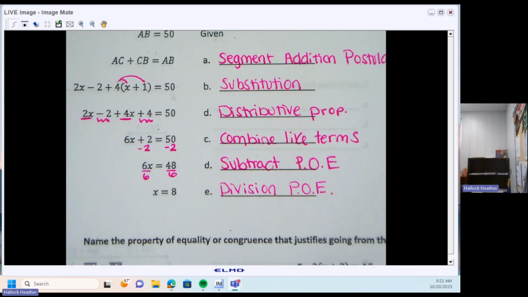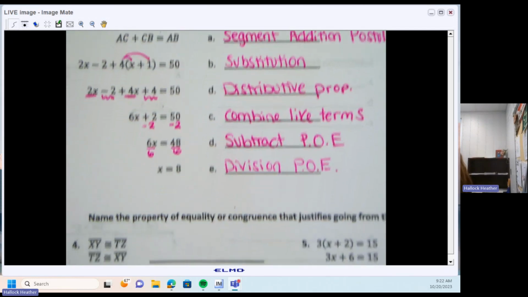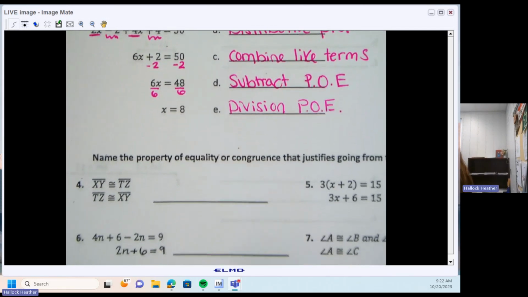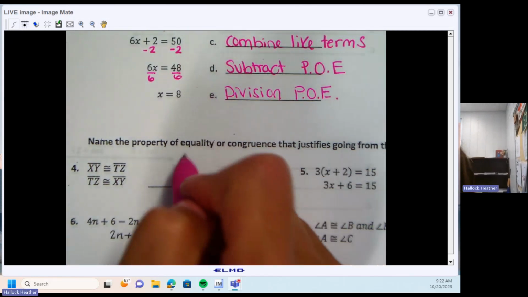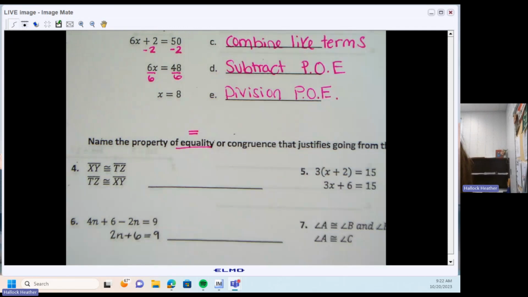And then we're going to fill out the last bottom part together. The last bottom part is going to be very helpful if you have this piece of paper out. This piece of paper has the answers on it. Okay. So it says, name the property of equality. So that's like your equal sign.